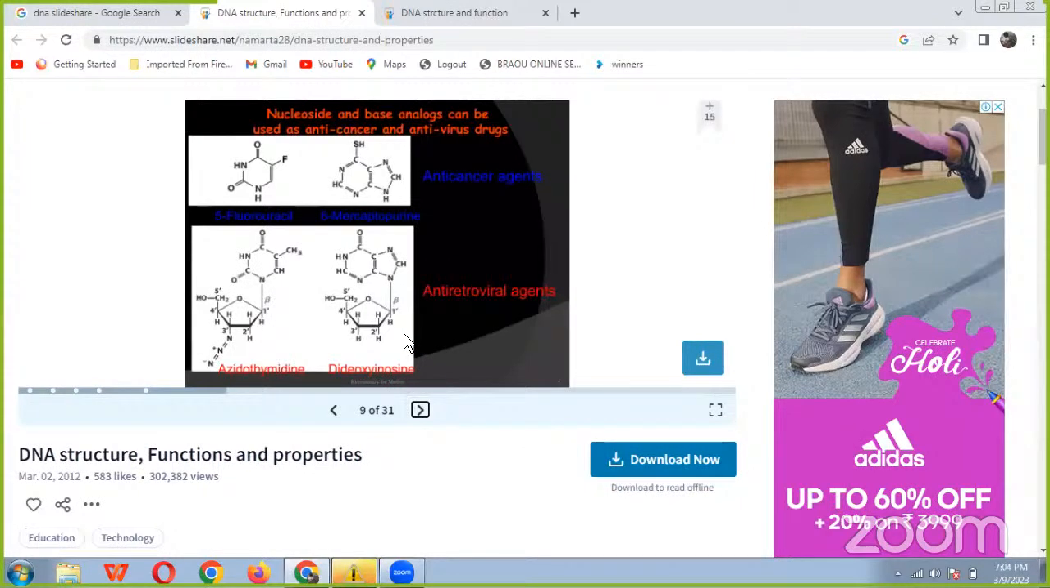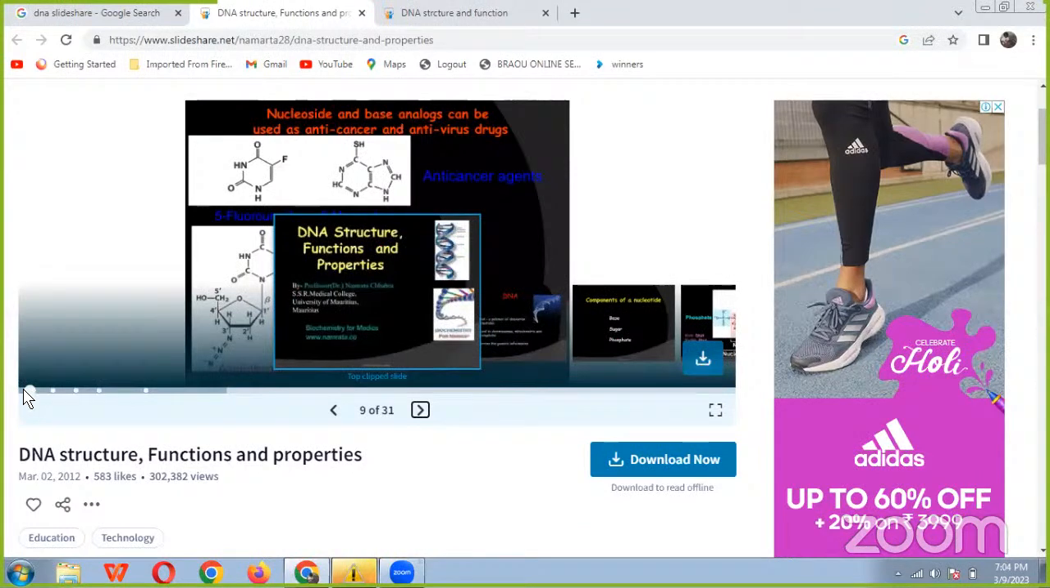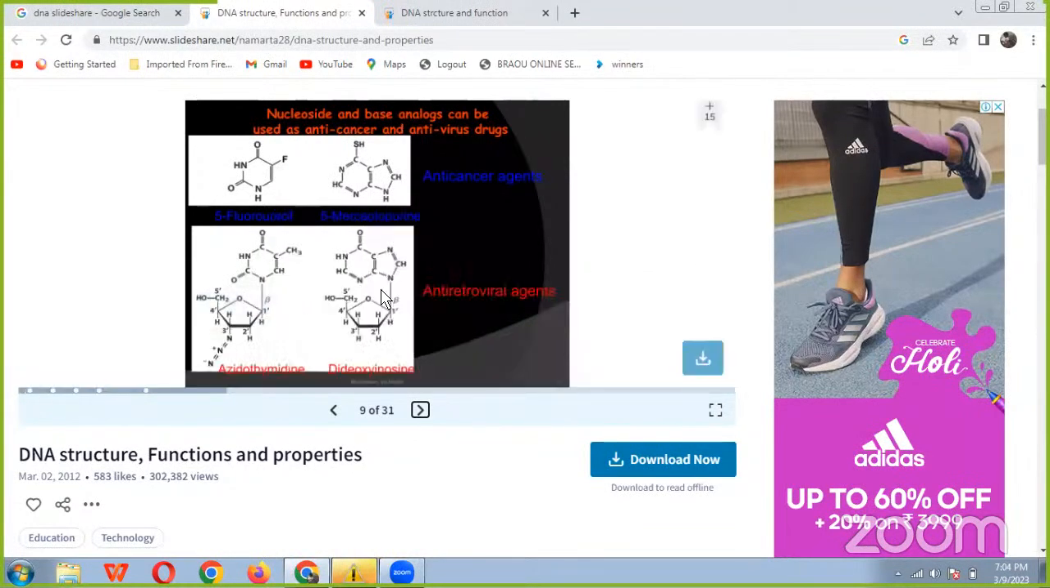Okay, these are the nucleotide and nucleoside. Nucleotide means base plus sugar plus phosphate. Only base plus sugar is equal to nucleoside. Some nucleosides and base analogs can be used as anti-cancer and antiviral drugs, mainly 5-fluorouracil.